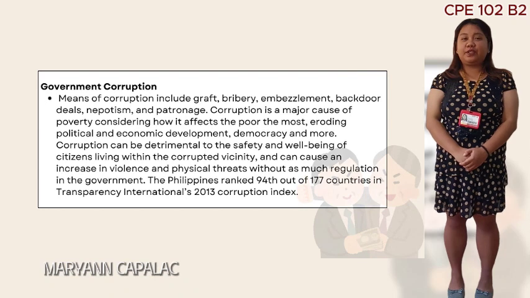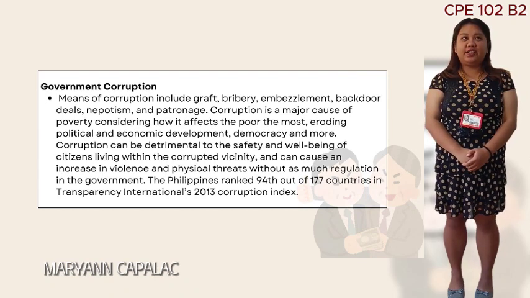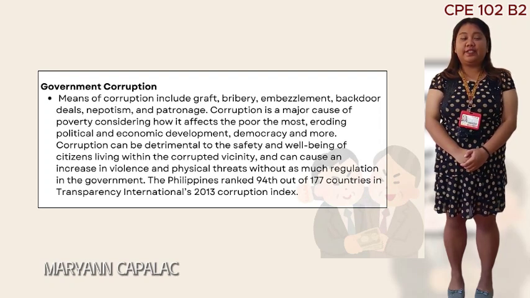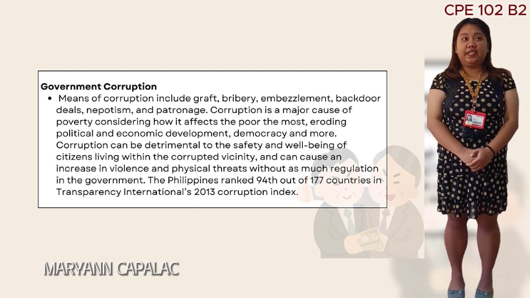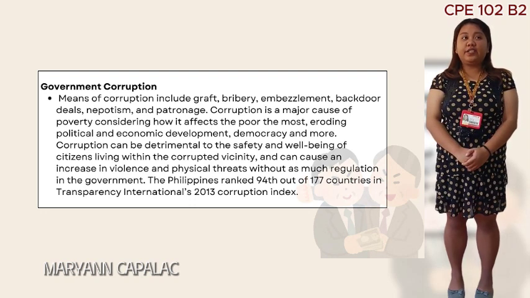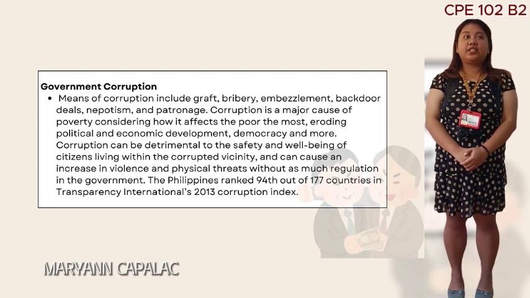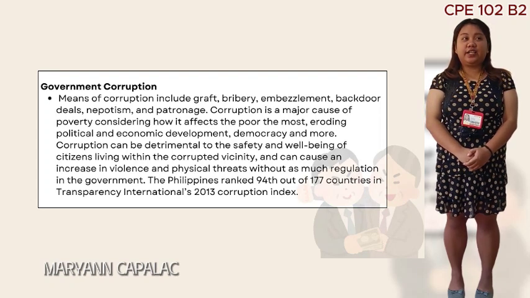Means of corruption includes graft, bribery, embezzlement, backdoor deals, nepotism, and patronage. Corruption is a major cause of poverty considering how it affects the poor the most, eroding political and economic development, democracy, and more. Corruption can be detrimental to the safety and well-being of citizens living within the corrupted vicinity and can cause an increase in violent and physical threats without as much regulation in the government.